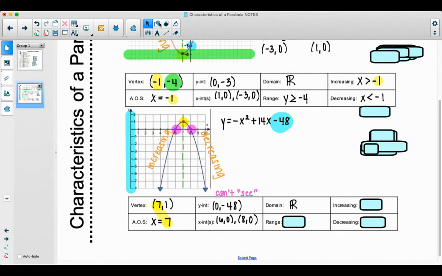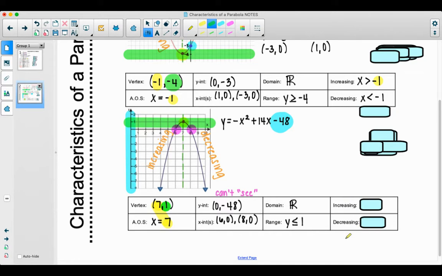Range. Think here that I have this maximum value. So nothing is getting above that y-coordinate of positive 1. So my range is all y values that are less than or equal to 1. I don't see a y value that's going to be 13, but I see a y value that's going to be negative 5 or negative 10. So all the y values that are less than or equal to positive 1. If you get stuck on where that positive 1 came from, it's coming right back from the y-coordinate of your vertex.